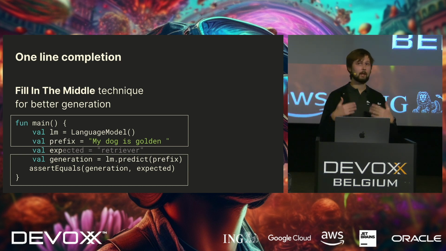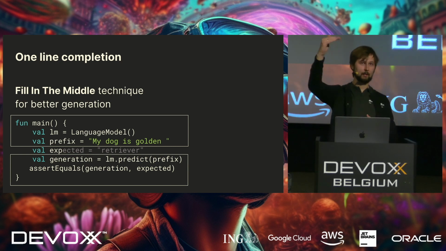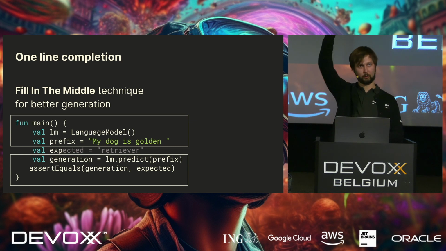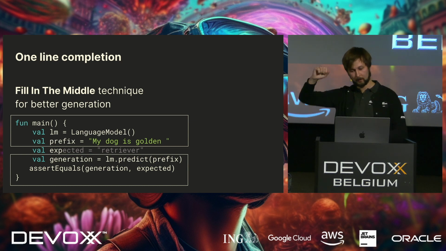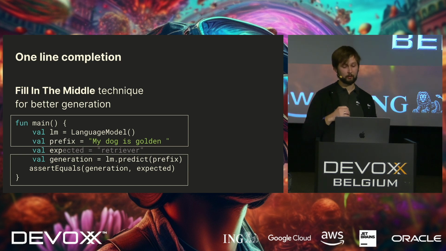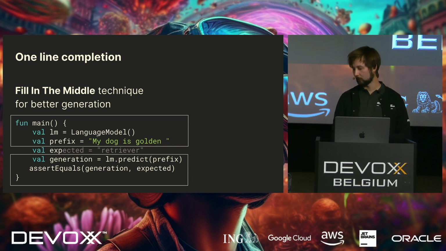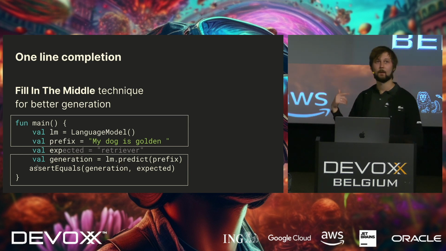And this is the way most developers actually work. They have something that they are editing inside their file. They are not writing it from top to bottom. And fill-in-the-middle greatly improves the results. For example, we may see here that we have a fun main language model, the prefix, my doc is golden, and also we already have some postfix.